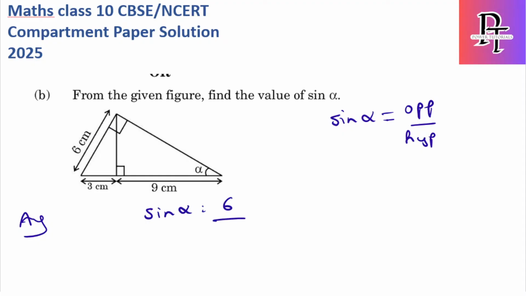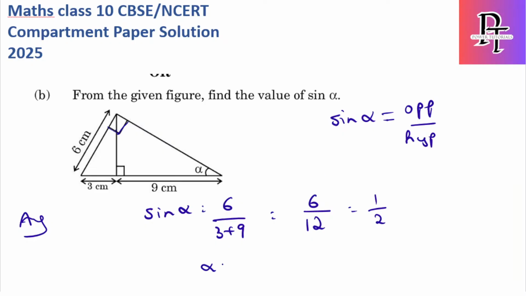If you notice, it is clearly mentioned that this is a right angle triangle. So the hypotenuse for this right angle triangle is this whole side, which is 3 plus 9. So 6 by 3 plus 9 is nothing but 6 by 12, which is 1 by 2. So sine alpha value is 1 by 2.